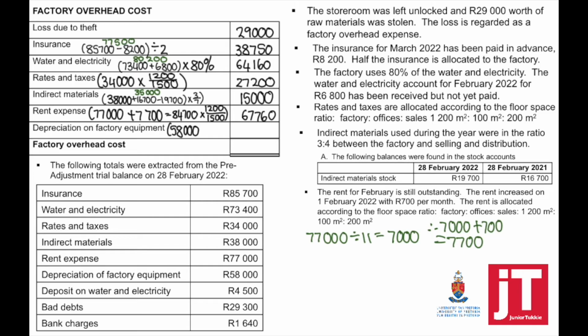If we look at depreciation on factory equipment, there were no adjustments, so we just closed the bracket and the total was 58,000. Now we've done all the adjustments with regards to the factory overhead cost. Our next step, we can total that by adding all of those costs, which equals the total factory overhead cost. A reminder, deposit on water and electricity, bad debts and bank charges do not form part of your factory overhead cost. That's why we left them out.